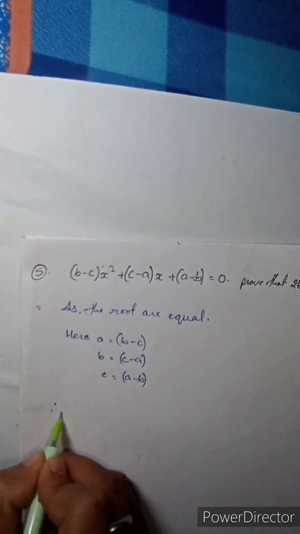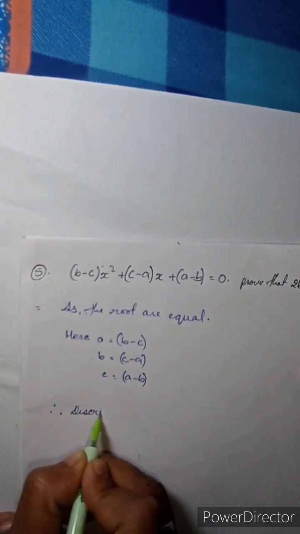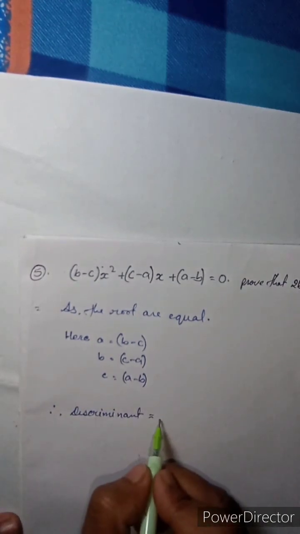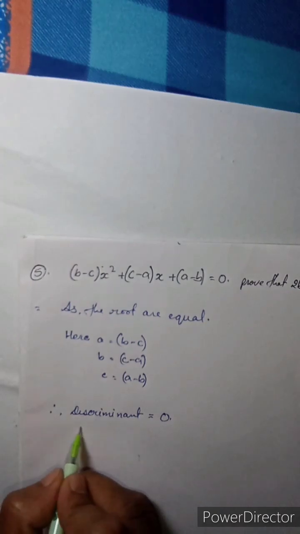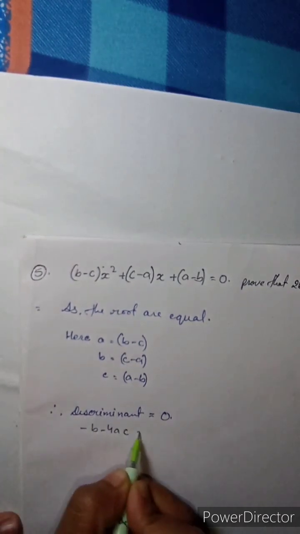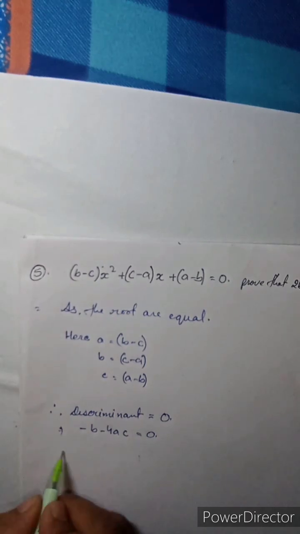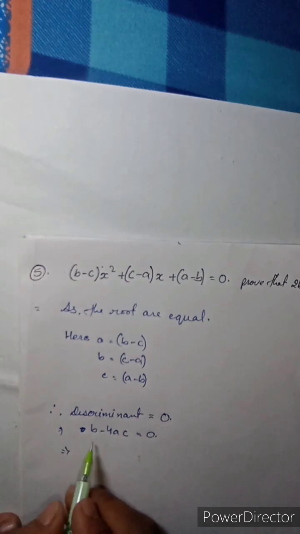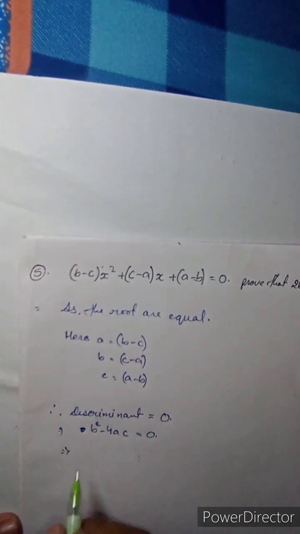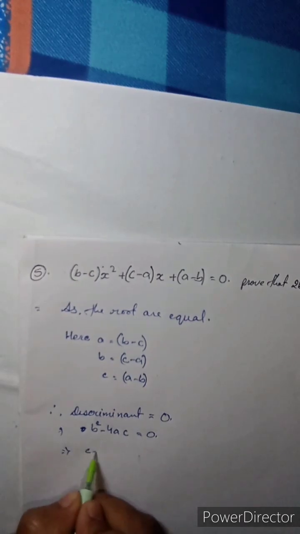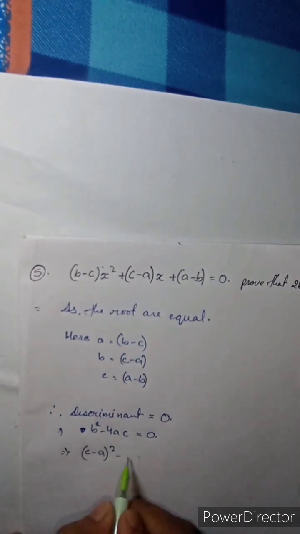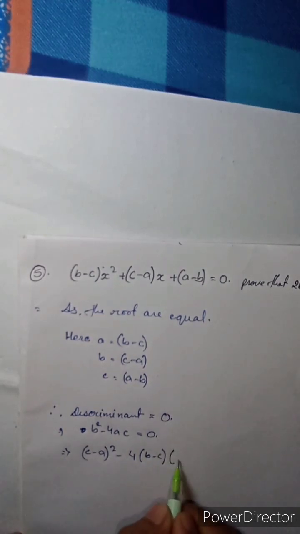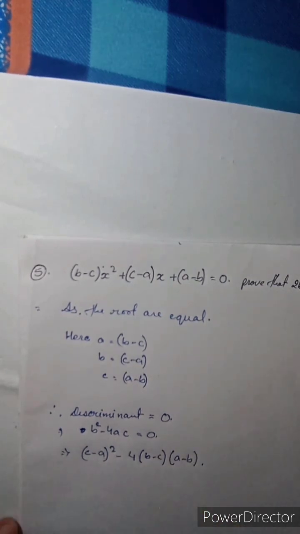As we know, therefore, the discriminant is equal to 0. And what is our discriminant? b square minus 4ac is equal to 0. Sorry, our b is here. This is the formula of the discriminant. So our b is (c minus a) whole square minus 4, where a means b minus c and c means a minus b. So we have to solve this.